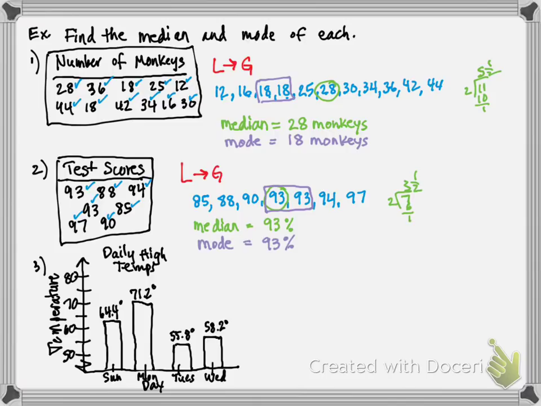Okay, so again, we start from least to greatest. And we only have 4 numbers, so that shouldn't be too hard to do. Well, we just follow the size of the bars, right? That's easy. So 55.8, then comes 58.2, 64.4, and 71.2.